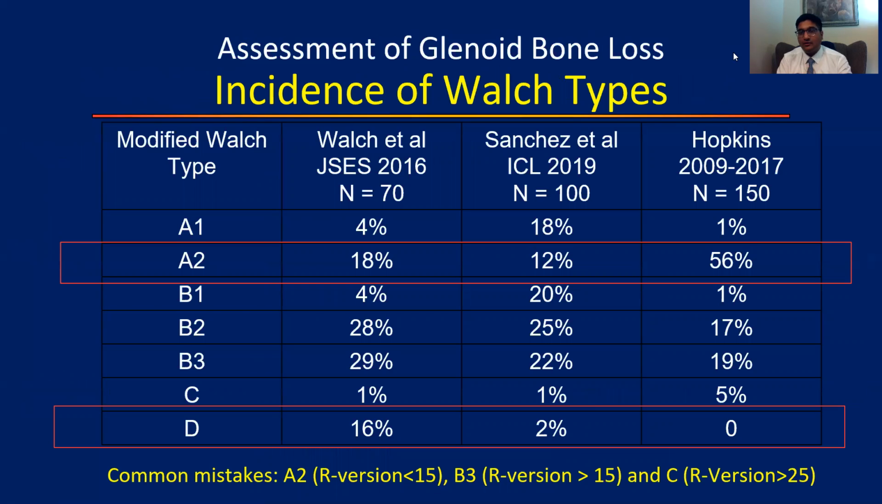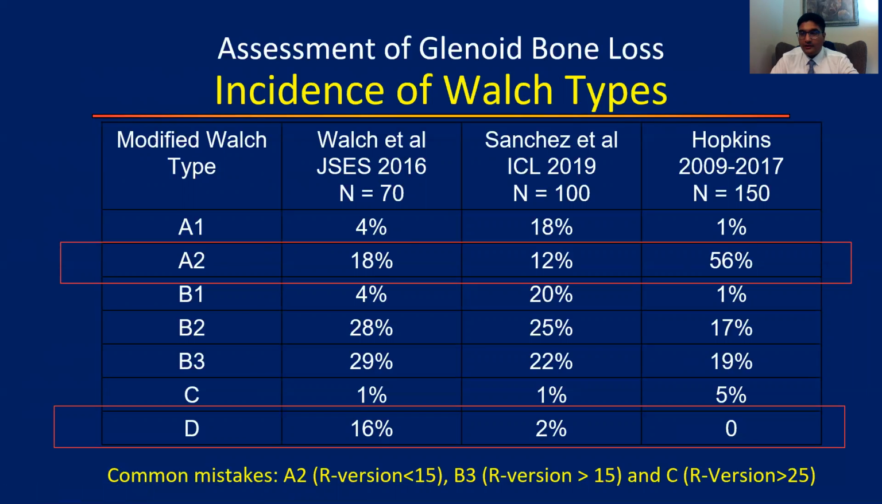If you talk about the incidence of Walsh types, and whether one type is more common than the other, the data is, if you look at three studies, first is the Walsh study, the Sanchez study in 2019, or the Hopkins study, where we analyzed our patients between 2009 and 2017. The incidence of Walsh types is very different in different studies. The type A2 glenoid in the Walsh study was 18%, or 12% in Sanchez. We found it to be over 50%.